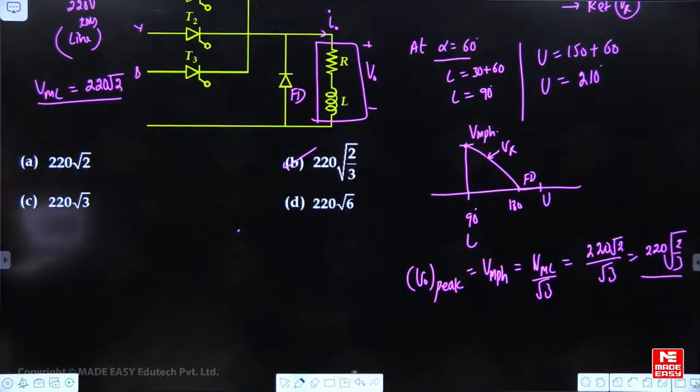Normally people will say the answer is 220 root 2. Many students are mistaken here. Most of the students are generally mistaken here. Okay, so be careful, my dear students. So I hope the answer is clear.